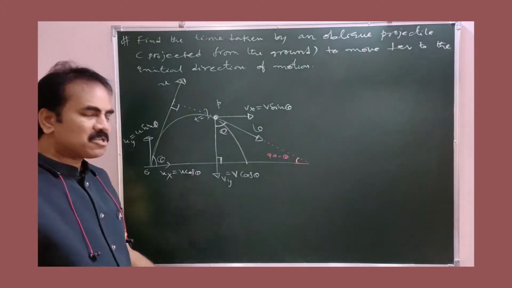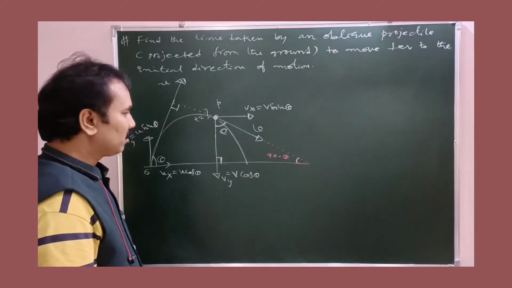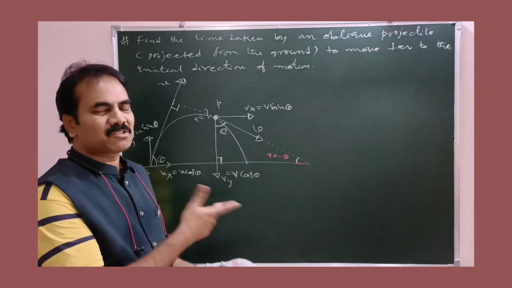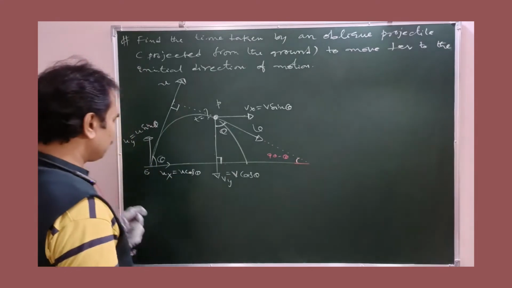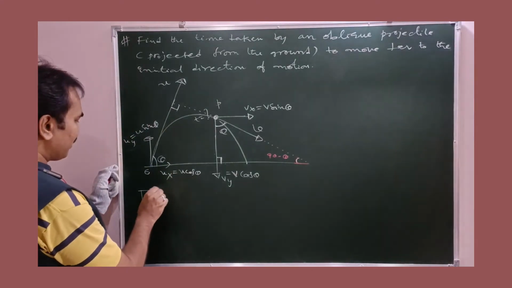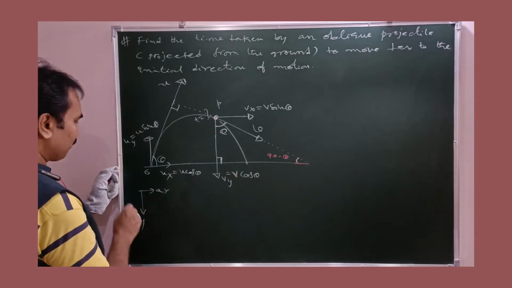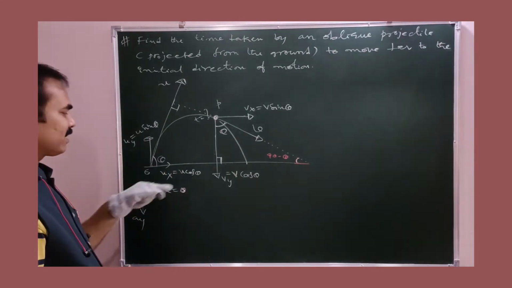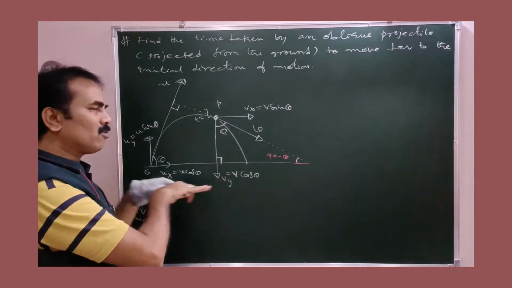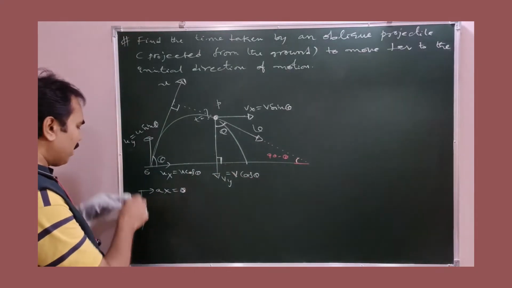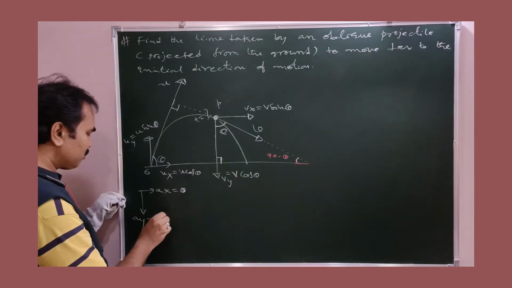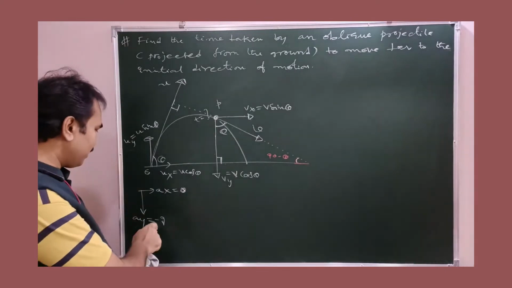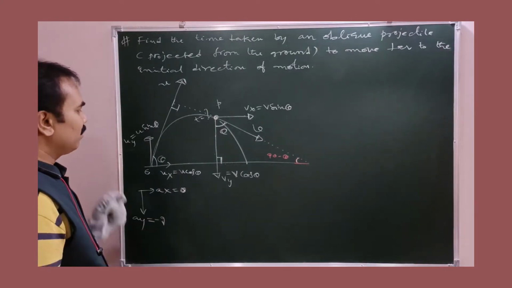As you know very well, there is no horizontal acceleration, because there is no force along the horizontal. So Ax is 0: there is no acceleration for the projectile along the horizontal since there is no force along the horizontal. Now coming to Ay, what is Ay? Minus g from the sign convention, because g is always acting downwards. So here it is minus g.